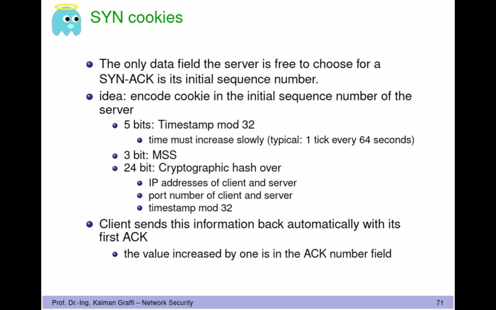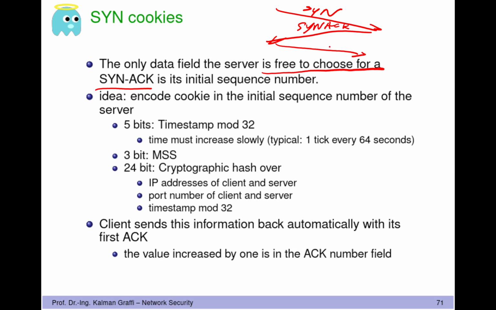The only data field the server is free to choose for this response message, so this is the SYN-ACK, and here the cookie should be presented, so this is the ACK, and here it should be presented again. So how do you take it? The only element that you can modify in your answer message is the sequence number. This is your sequence number that you present for the other sender to use. And how large is the sequence number in TCP? Let's have a look.